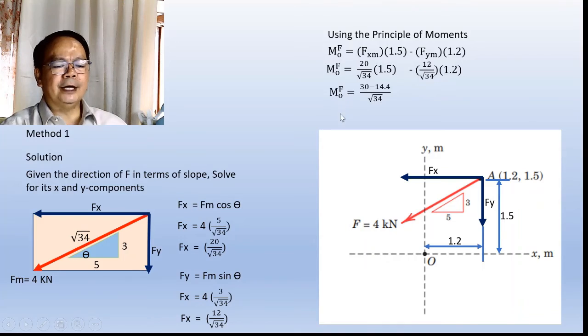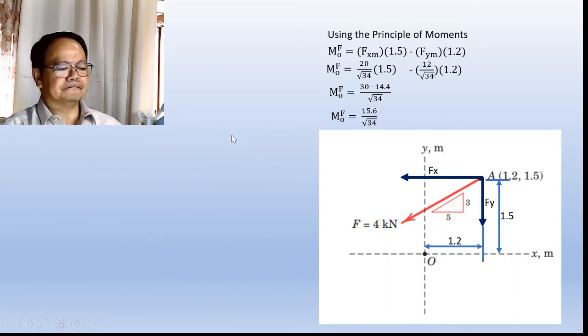Now, if we simplify it, we can take the product. This becomes 20 multiplied by 1.5 is 30, while 12 multiplied by 1.2 is 14.4, divided by the square root of 34. Simplifying further, this becomes 15.6 over the square root of 34. And this is turning in the counterclockwise direction because it is located above. Now, what about the second method? Let us consider the second method.